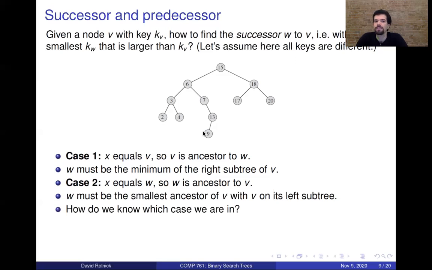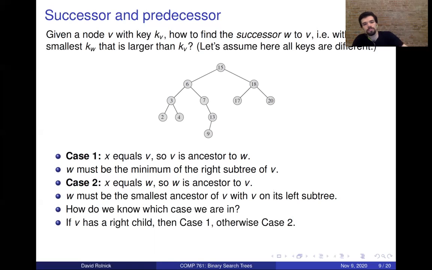How do we know which case we're in? If there is no right subtree, yeah. If v has a right child, then we're in case 1. Otherwise, we're in case 2. I'll let you think about why that's the case. Are there any questions? Anything that's confusing here?